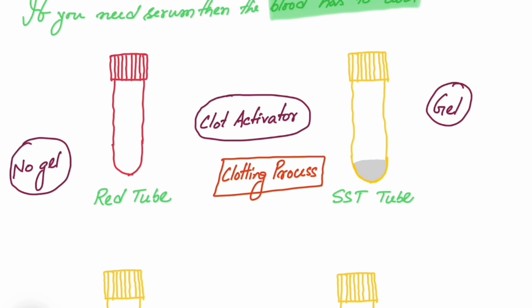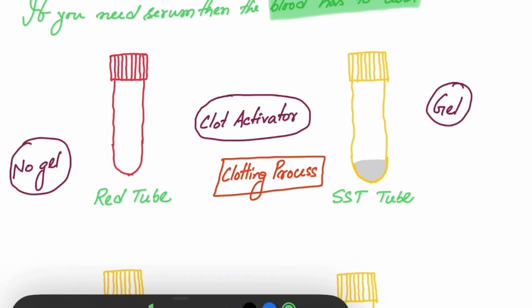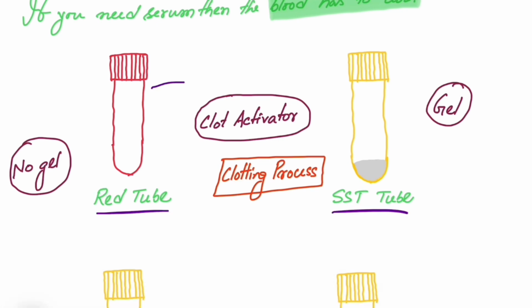So let's talk about the differences and similarities of both the tubes. Both the tubes, red tube and SST, have clot activator. Why clot activator? Our aim here is to clot the blood. So if we use clot activator, it will enhance the clotting process. The clotting process will be increased by using clot activator. So both the tubes have clot activator to enhance the clotting process.